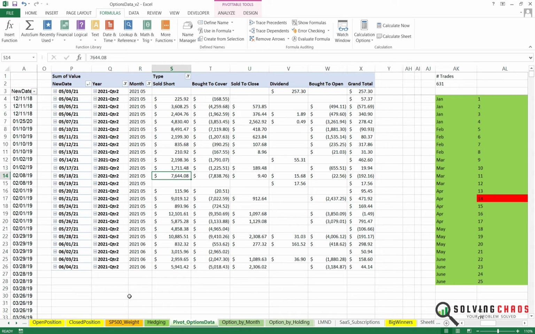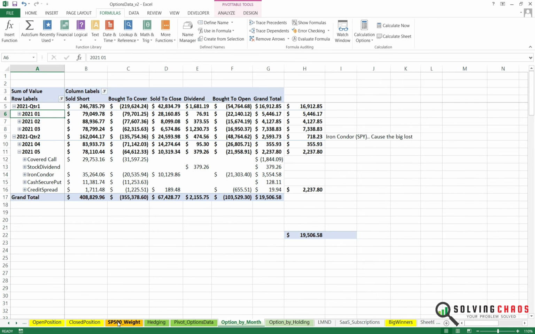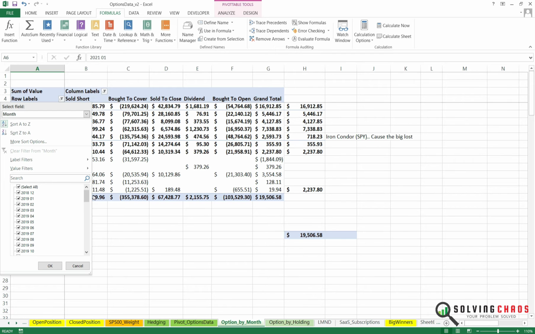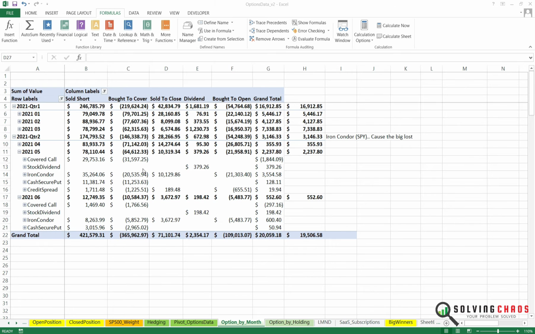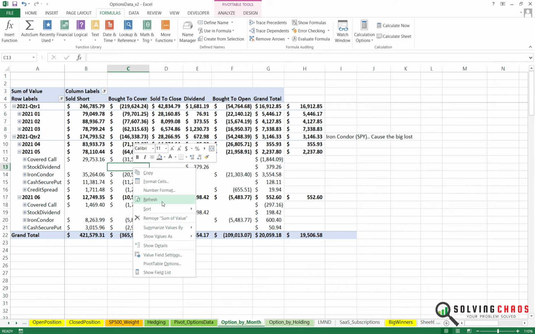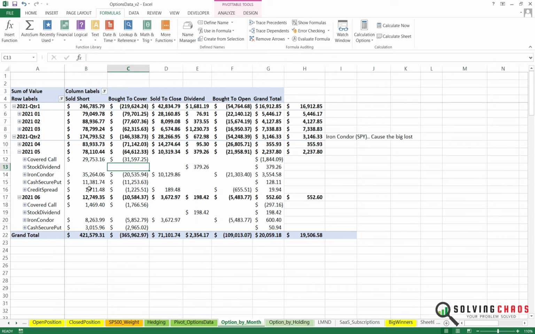Everything looks good. Now I'm going to go to the option by month. Don't forget it's a new month, so I've got to add that new month in here also. And here you go, just to double check. Hit the refresh. So that's what it looks like right now. My first week of June was a small week. It's $500, but it's better than losing money.